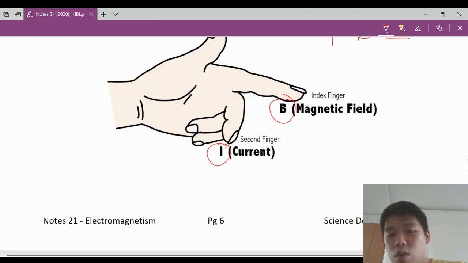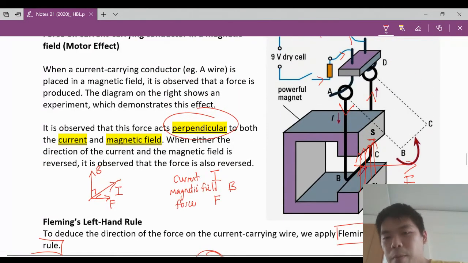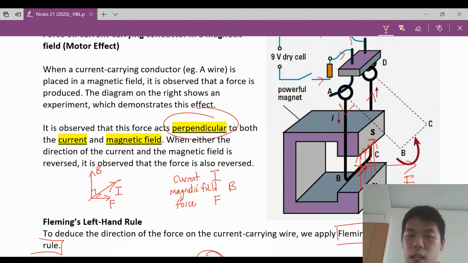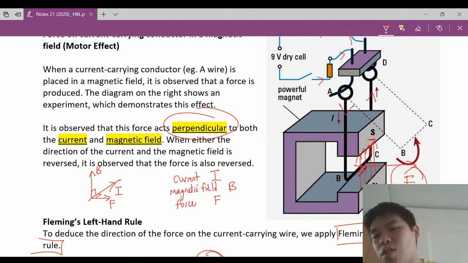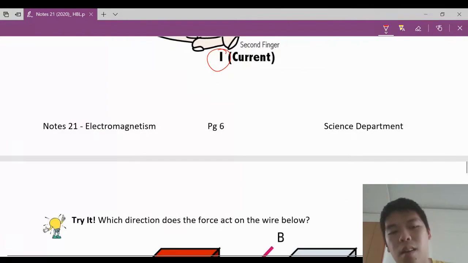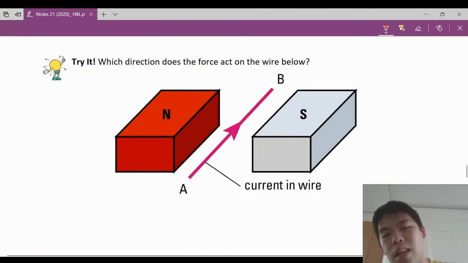If we apply this to our previous part, the current goes from B to C. FBI, so I is the bottom one. That's the current. B goes upwards and the force will kick it out. You can try it. Pause the video here and try it first to see that you're able to get your force, which is in this direction, kicking outwards.